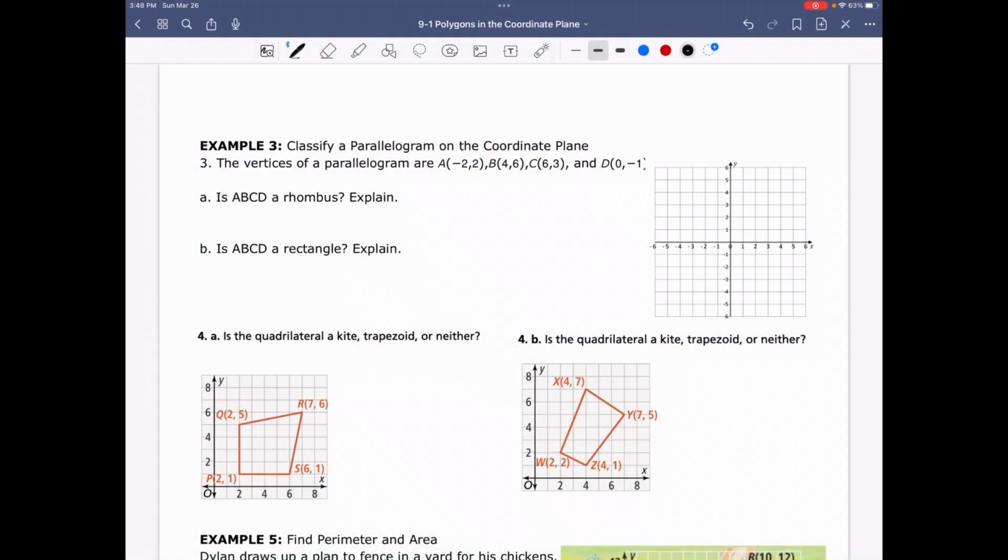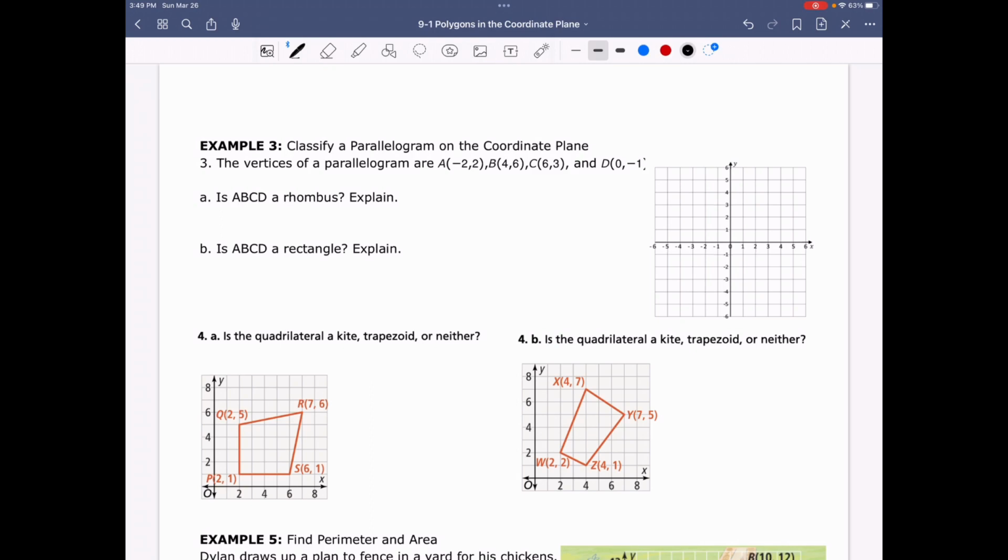Hello, geometry students. Let's continue our notes on 9-1 polygons in the coordinate plane. For example 3, we are classifying a parallelogram. Remember, it will have 4 sides, and opposite sides will be parallel.